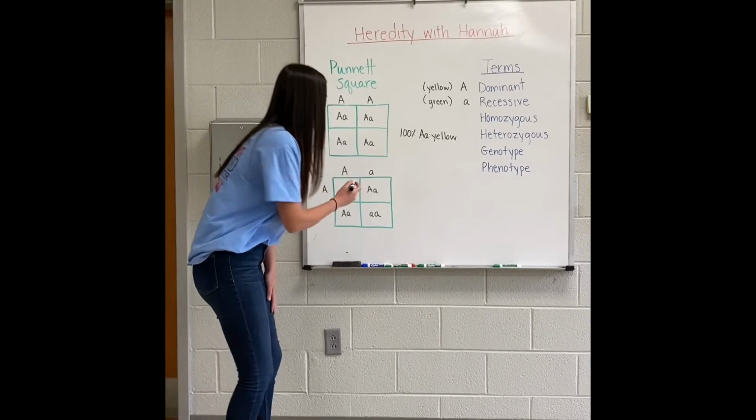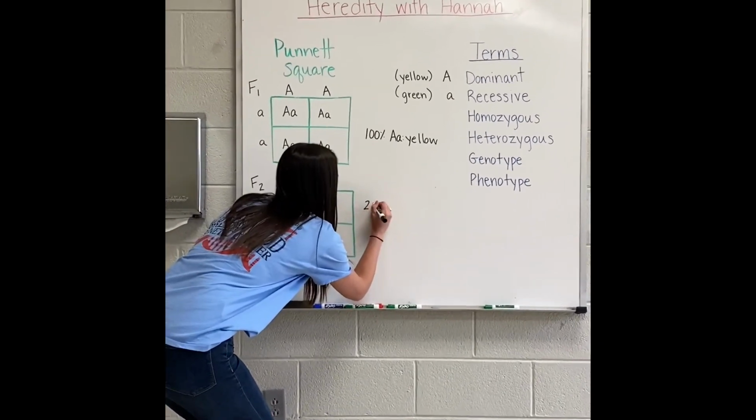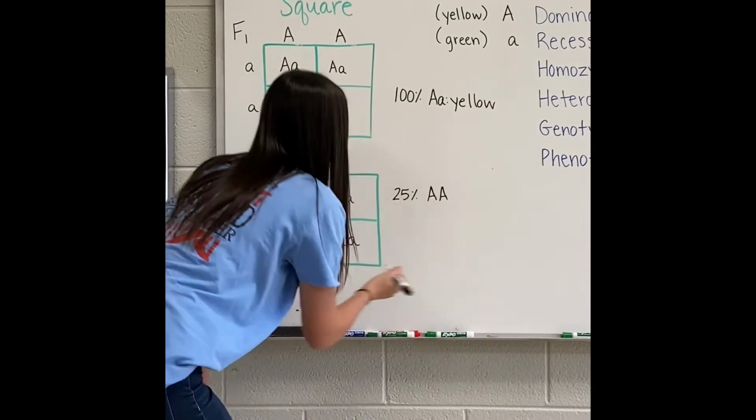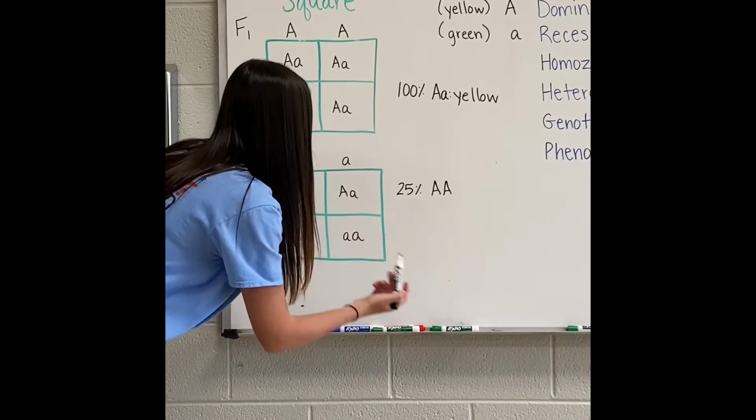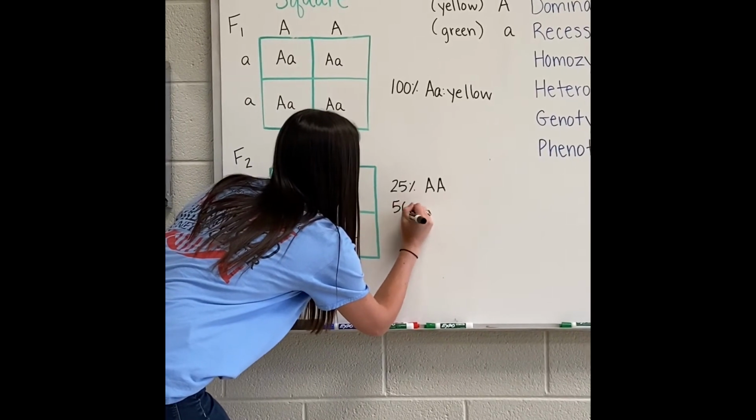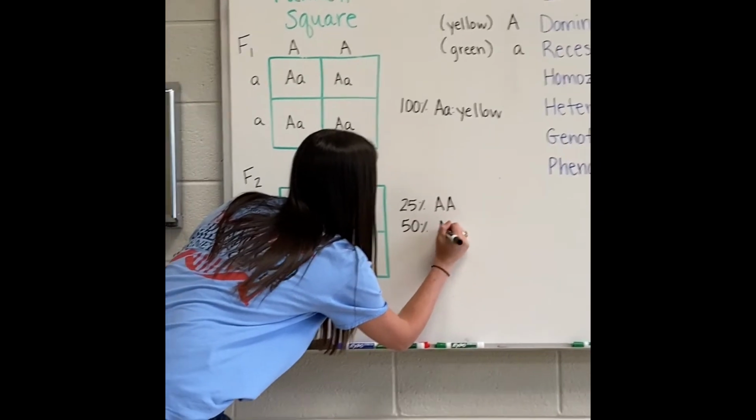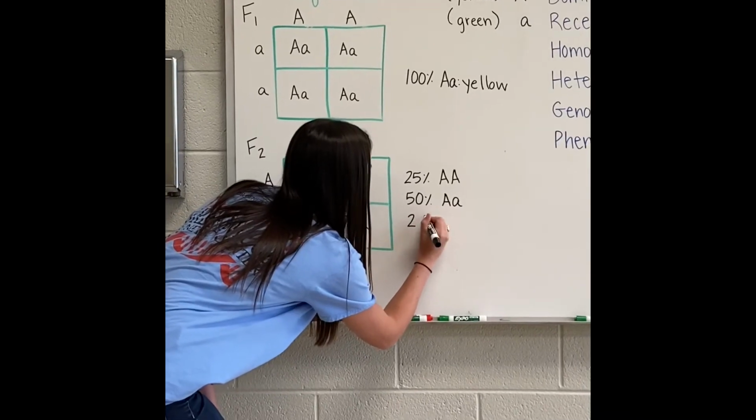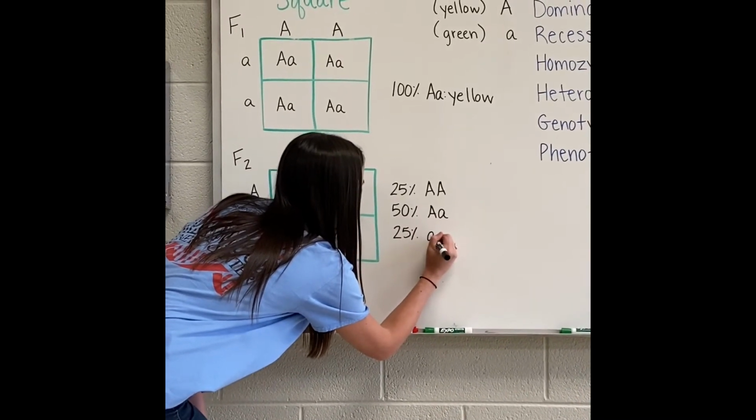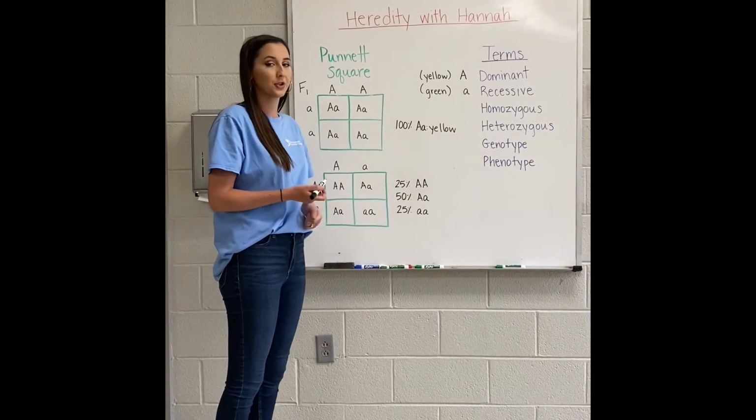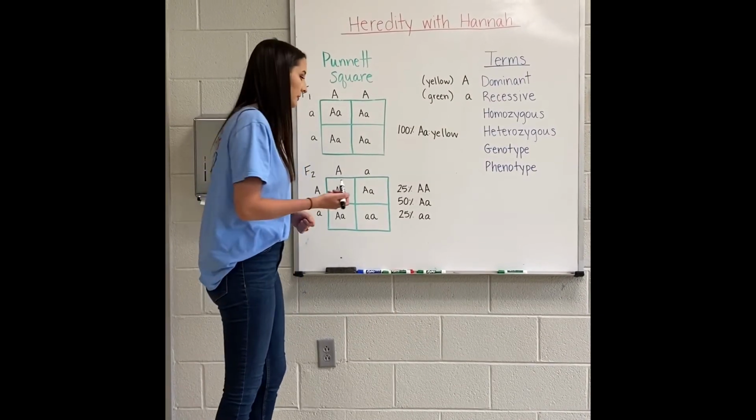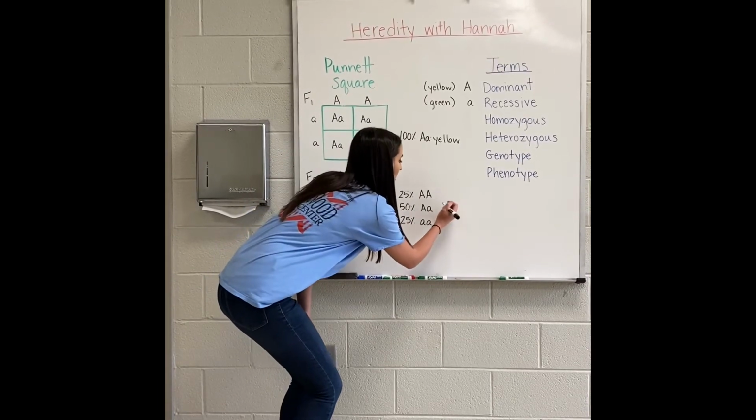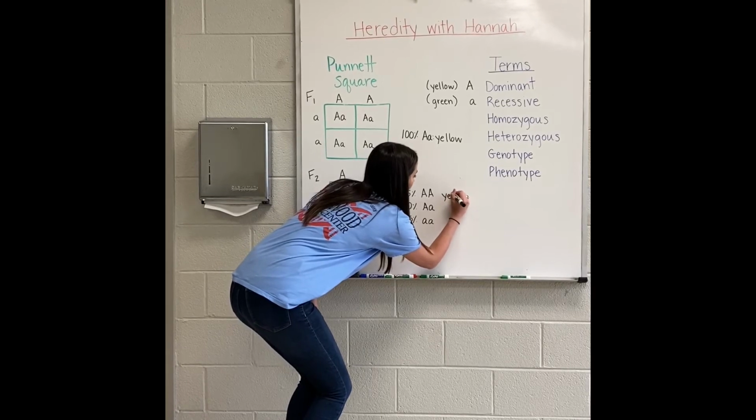So for our first box, 25% were capital A, capital A. Our next two boxes, which would be 50%, were uppercase A, lowercase a. And then our last box, so the remaining 25%, were lowercase a, lowercase a. So if we want to write out the phenotype for these individuals, remember that an uppercase A means that we're going to see yellow pea plants.